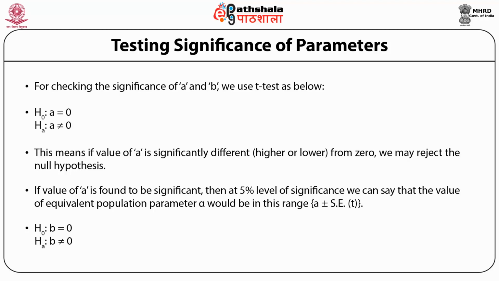And as far as the range of this parameter is concerned, it can also be calculated using the formula a plus minus standard error of t-test, and similarly we can find out the significance of the beta, that is equal to the b, and the range of the b.